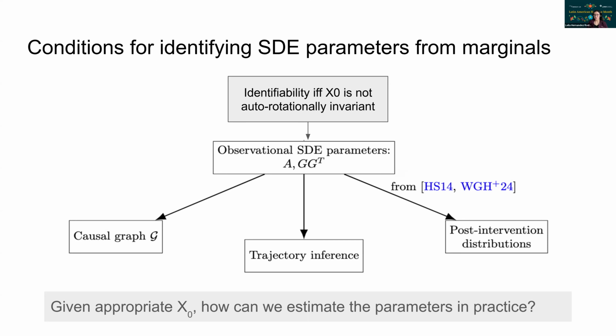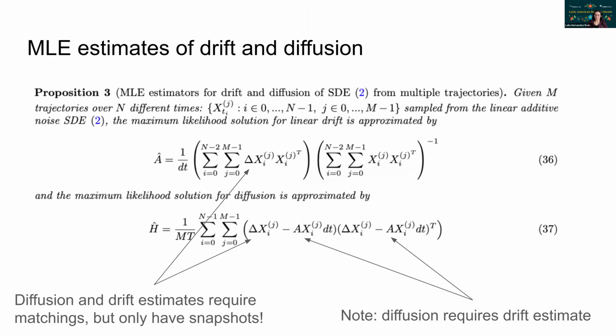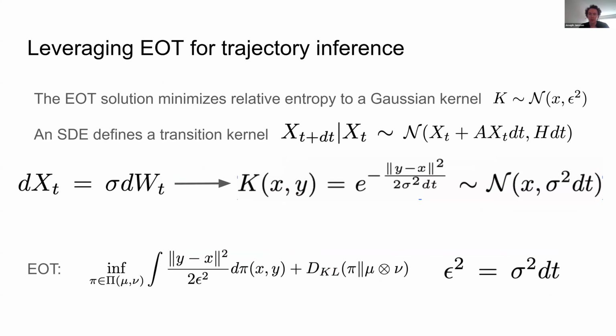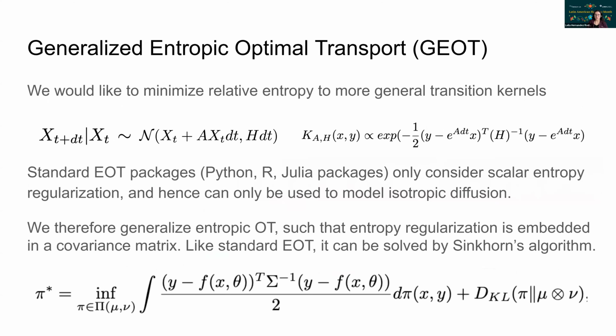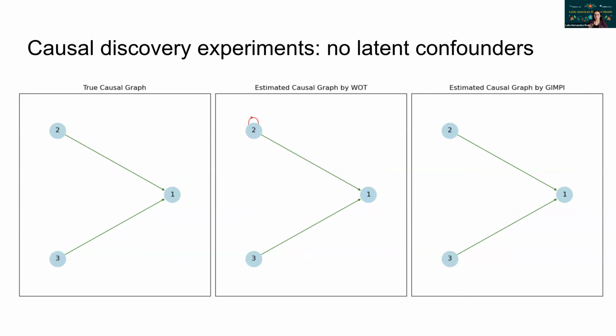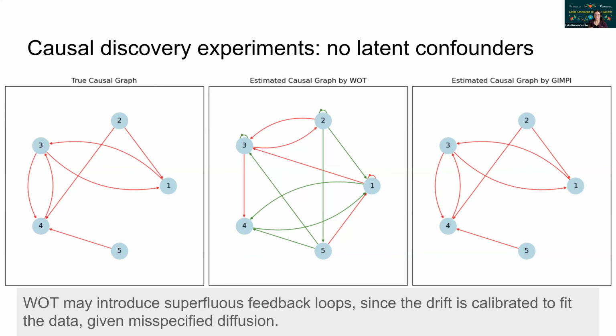Joseph, great presentation. I have a question. It seems that the GIMP algorithm is identifying correctly the directionality of the causal graphs, because it's looking at the trajectories, so you're taking that into account for the directionality, right? Even when you have latent confounders.